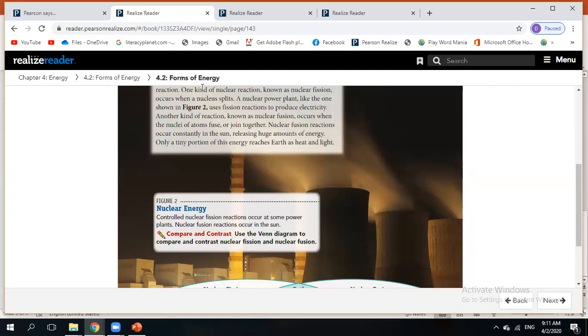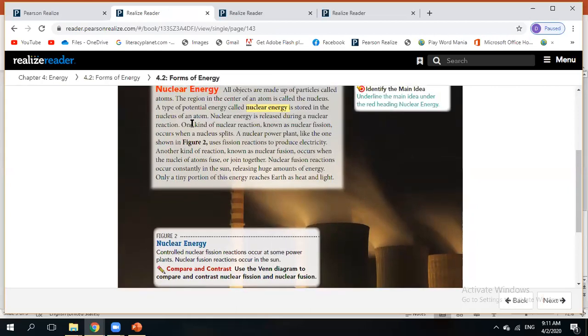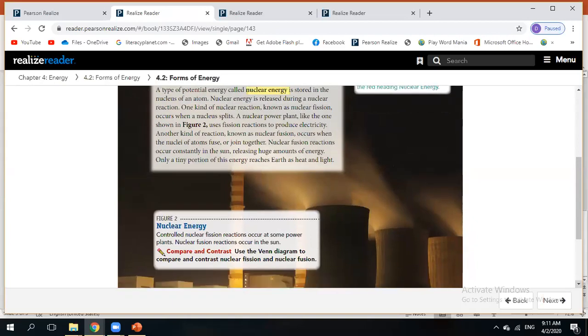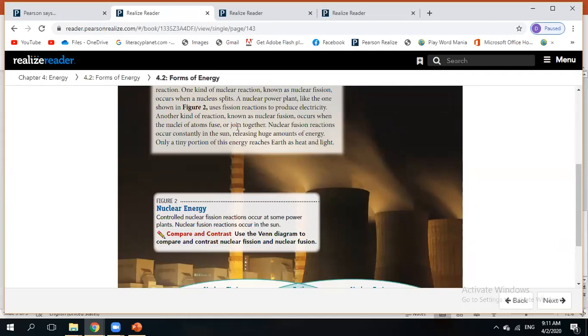What about the second kind of nuclear reaction? Again, the nuclear reaction is a process in which the energy stored inside the nucleus is released. The first nuclear reaction we learned is nuclear fission. The second one is called nuclear fusion reactions. This is the process that occurs constantly in the sun, named nuclear fusion reactions.